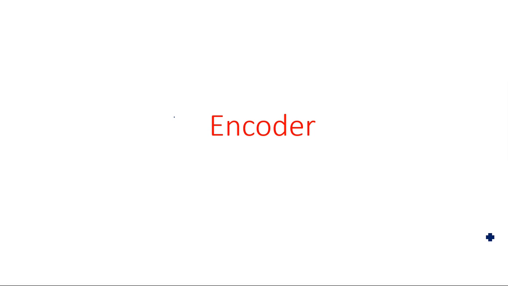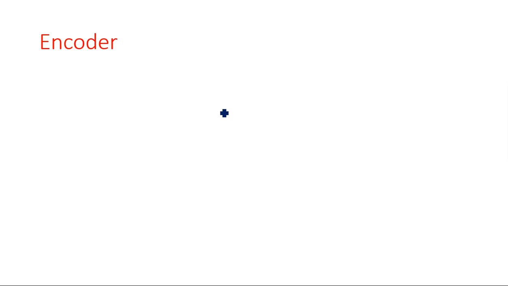Hi everyone. In this video, I am going to tell you about an encoder. Encoder is nothing but a digital circuit. Most commonly, encoder, decoder, multiplexer are used in communication purposes. Encoder and decoder are quite opposite to each other.